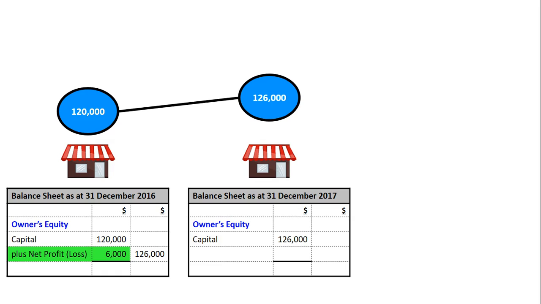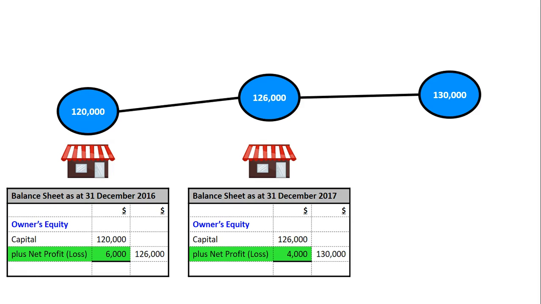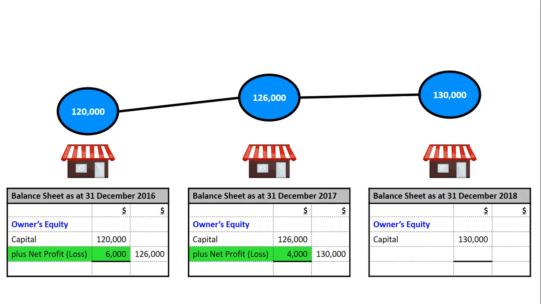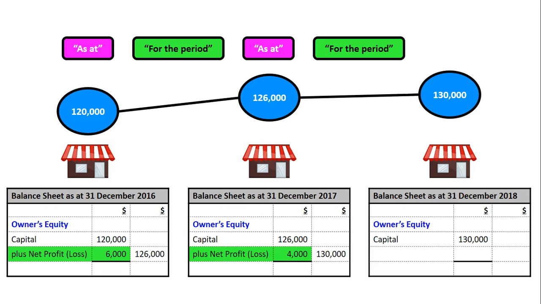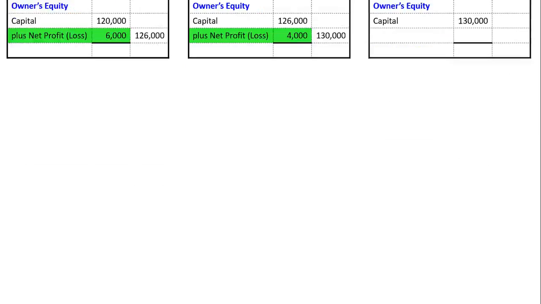In 2017, we started with owner's equity of $126,000. What have we made? A profit of $4,000, and we finished with $130,000. That is basically our ultimate goal in accounting: to produce this report called the balance sheet and to do this owner's equity section. And we would just keep doing that each and every period. So where we're at now is we've got as at measurements. At the end of each period, capital was $126,000, $130,000, and so on. And it changed for the period with the income statement between each of those measurements.